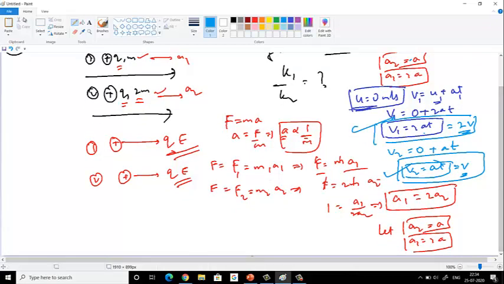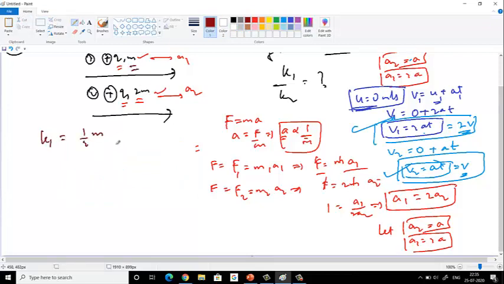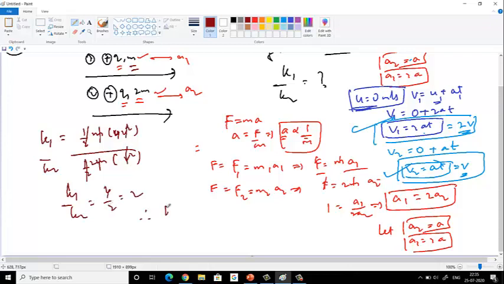So what is kinetic energy? Kinetic energy K1 is going to be half into m, because the mass is m for the first particle, into v1 squared. v1 is 2v, so I'm writing 4v squared directly, divided by K2. K2 is half into 2m into v squared. We made a mistake earlier, the mass is 2m. Half and half cancel, m and m cancel. So K1 by K2 is: v squared cancels, 4 by 2 is equal to 2. Therefore, the ratio of kinetic energy is equal to 2.